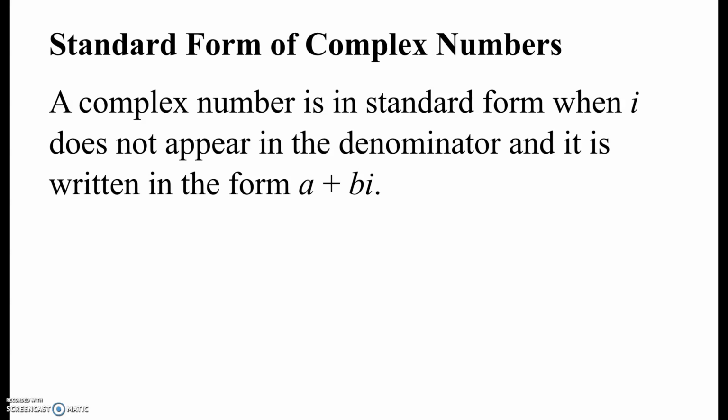A complex number is in standard form when i does not appear in the denominator, and it is written in the form a plus bi. So similar to standard form when we dealt with radicals, no radical in the denominator, we had to multiply to get rid of those. Same thing with complex numbers. We're going to multiply, if we have an i in the denominator, by the conjugate.